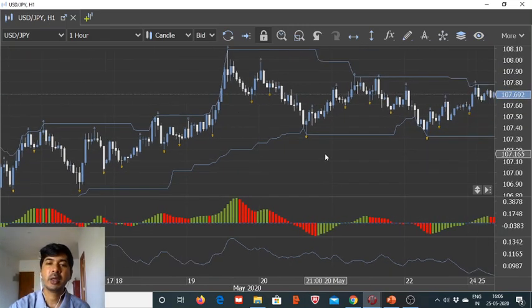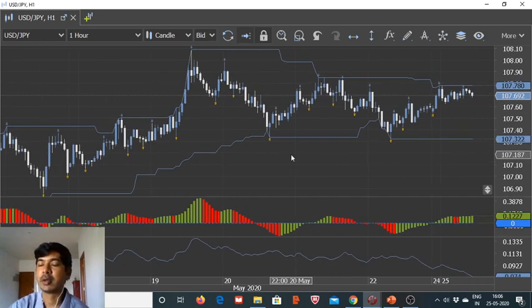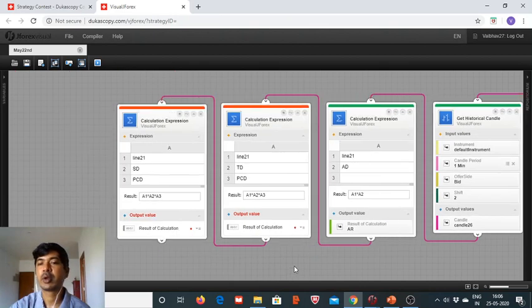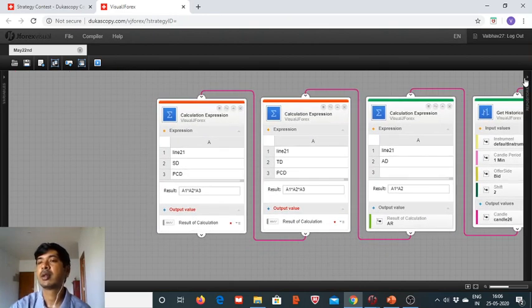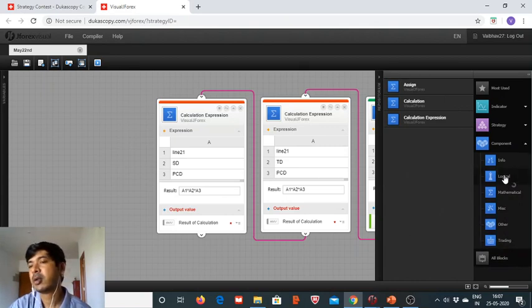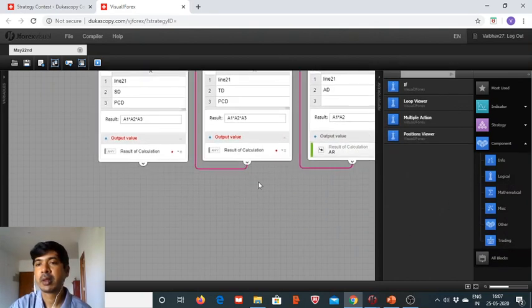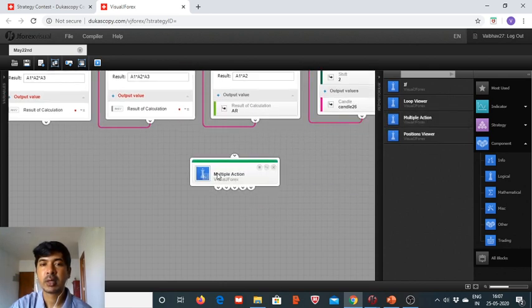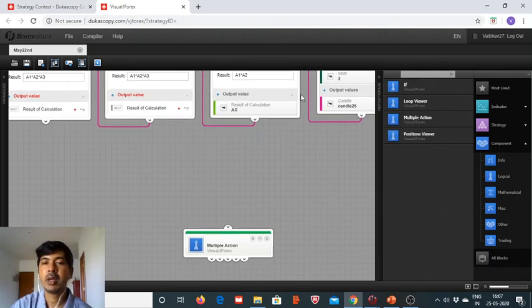All we need is awesome oscillator to be in the desired zone for any side of trade to happen, either buy or sell. And to try that, we will now need to do further optimization. We will, as I said, leave one blank row just below this one, and now we want to take logical blocks. First is multiple action, which will enable us.